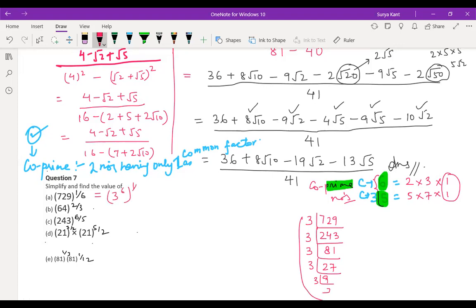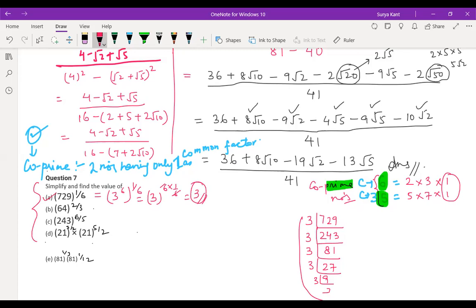So we have 3 to the power 6, all to the power 1 by 6. So, children, 3 to the power 6 into 1 by 6, so 3 is the answer. Before, sir, is the answer 243 by 2? Which one? The answer is 3.